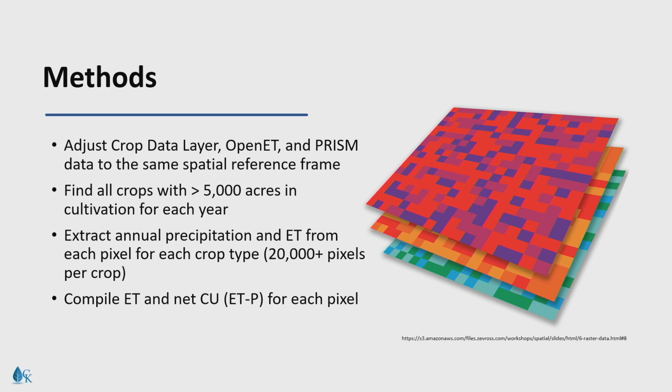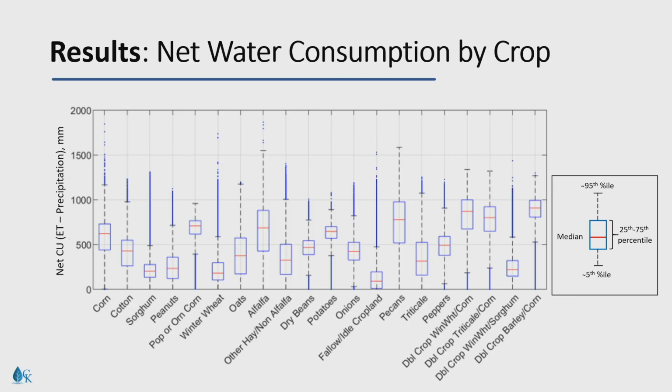We extract the annual precipitation and the annual ET from each pixel for each crop type. So at 5,000 acres per crop, there's roughly 20,000 pixels per crop at least. And then all we're doing is compiling the ET and then the net consumptive use. Again, we're ignoring infiltration and overland flow. But the net consumptive use we're assuming is just ET minus precipitation. So how much water at a minimum do you need to apply to each one of those pixels to get the ET that you're observing?